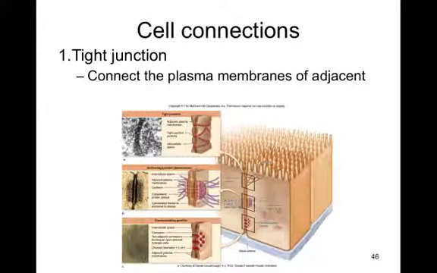Let's look at some of the cell connections. There are three classes we'll examine here. First, the tight junction. The tight junction literally connects the plasma membranes of adjacent cells. We can see that image here. The tight junction forms a complete barrier all the way around the edge of the cell, preventing passage of materials between cells. So that's the most important aspect of a tight junction. It holds the cell together to the next cell so tightly the materials cannot pass between the two cells.